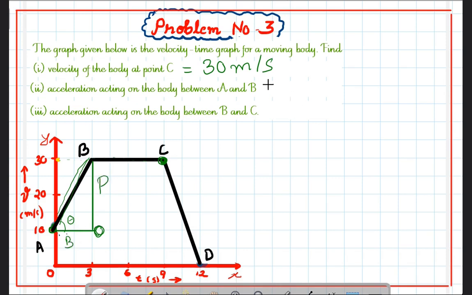So the acceleration here, we know, is the slope. That means the slope here is tan theta. So tan theta is equal to perpendicular upon base. Here I am solving question number 3, part 2. So acceleration will be perpendicular by base.